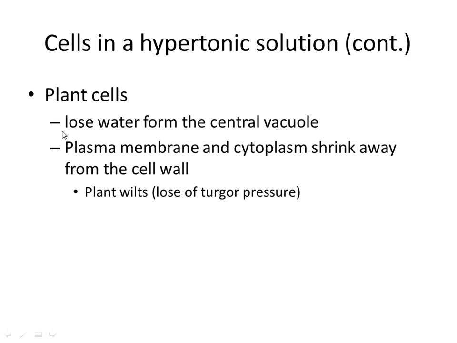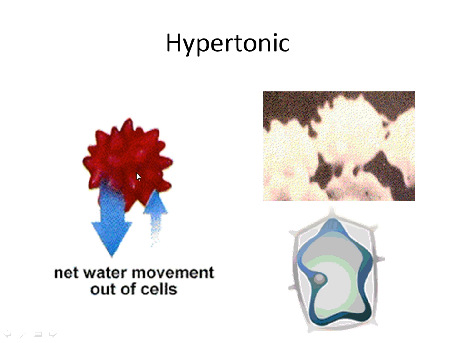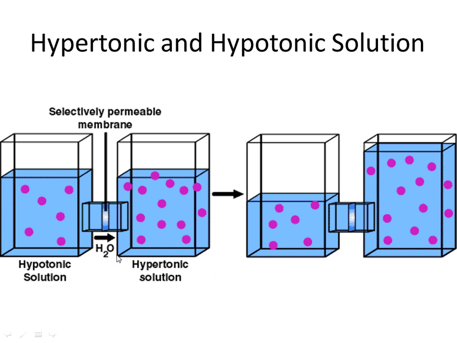In a plant cell, when it loses its water from the central vacuole, the plasma membrane shrinks away from the cell wall and the plant wilts or loses its turgor pressure. Again, when there's too much on the inside and not as much on the outside, it'll have water move from the inside to the outside, and it will shrink. The cell will shrink. So, in this example, we have water moving into the cell. So that's going to be a hypotonic solution.